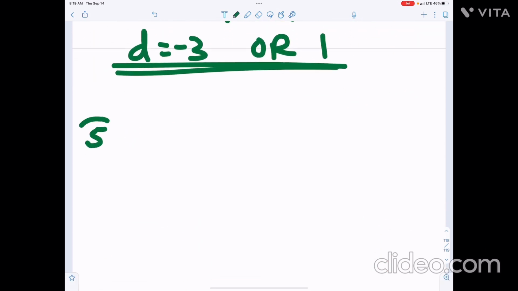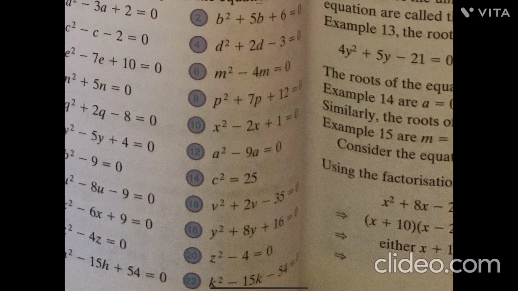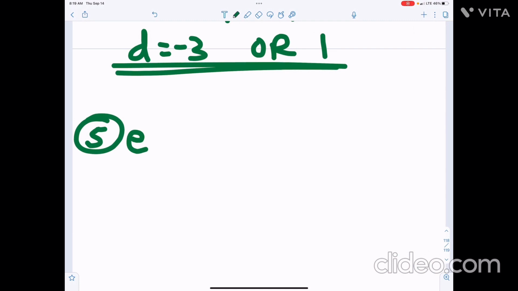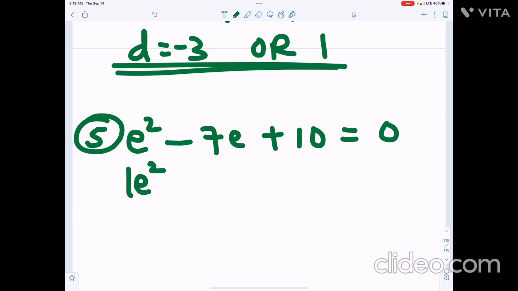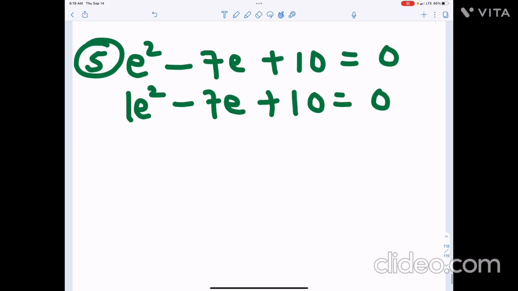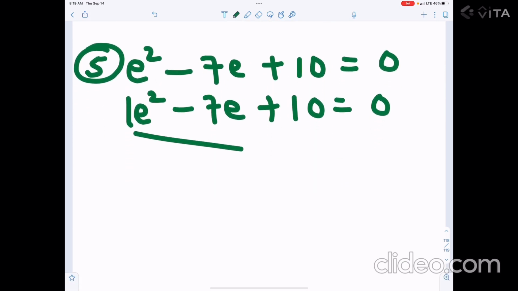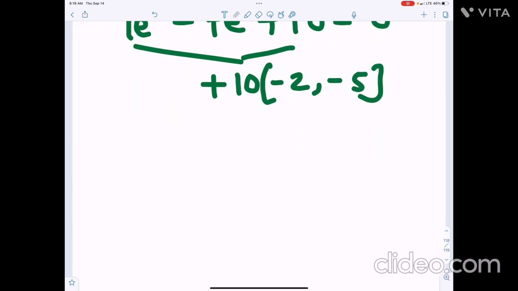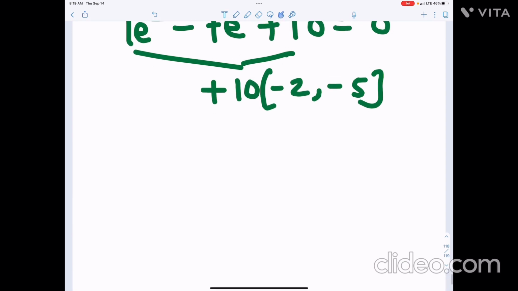Number 5, question 5 now is e squared minus 7e plus 10 is equal to 0. E squared minus 7e plus 10 is 0. E squared is the same thing as 1e squared minus 7e plus 10 is 0. 1 times 10. That's what I'm supposed to do now. Multiply a by c. 1 times 10 is plus 10. Factors of plus 10 that we add to give minus 7 and multiply to give plus 10 are minus 2 and minus 5. So what does that give me?